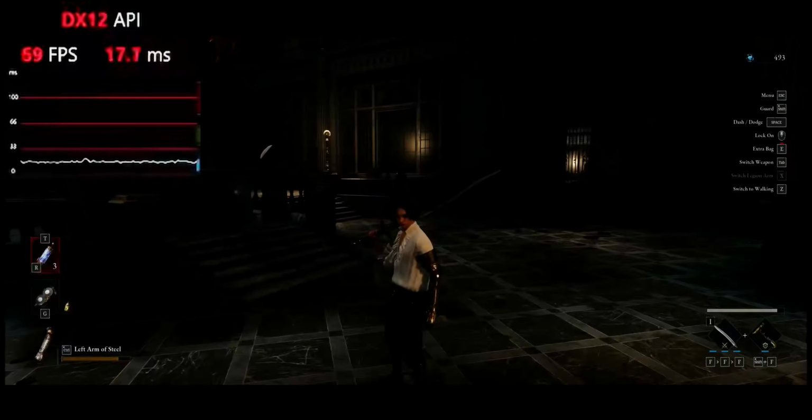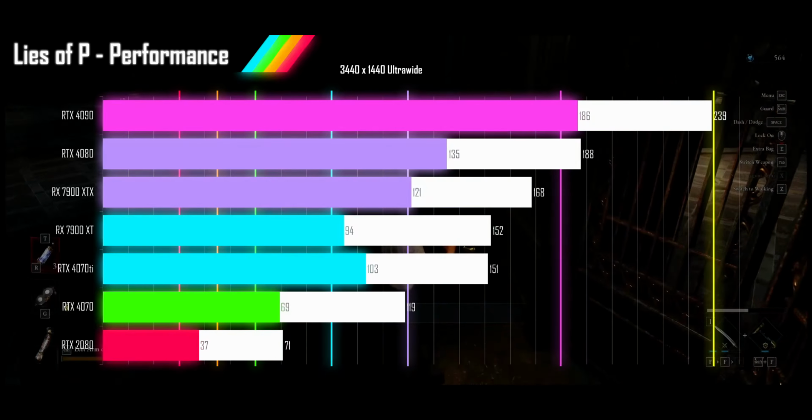I'm not sure what effect is causing every other frame to be laggy, but hopefully it gets fixed in a future patch. With all that said, most cards are getting such high FPS at this resolution that it's going to feel pretty smooth. Only the RTX 2080, despite getting over 60 FPS, has such terrible 1% lows, it's going to be a chop fest.